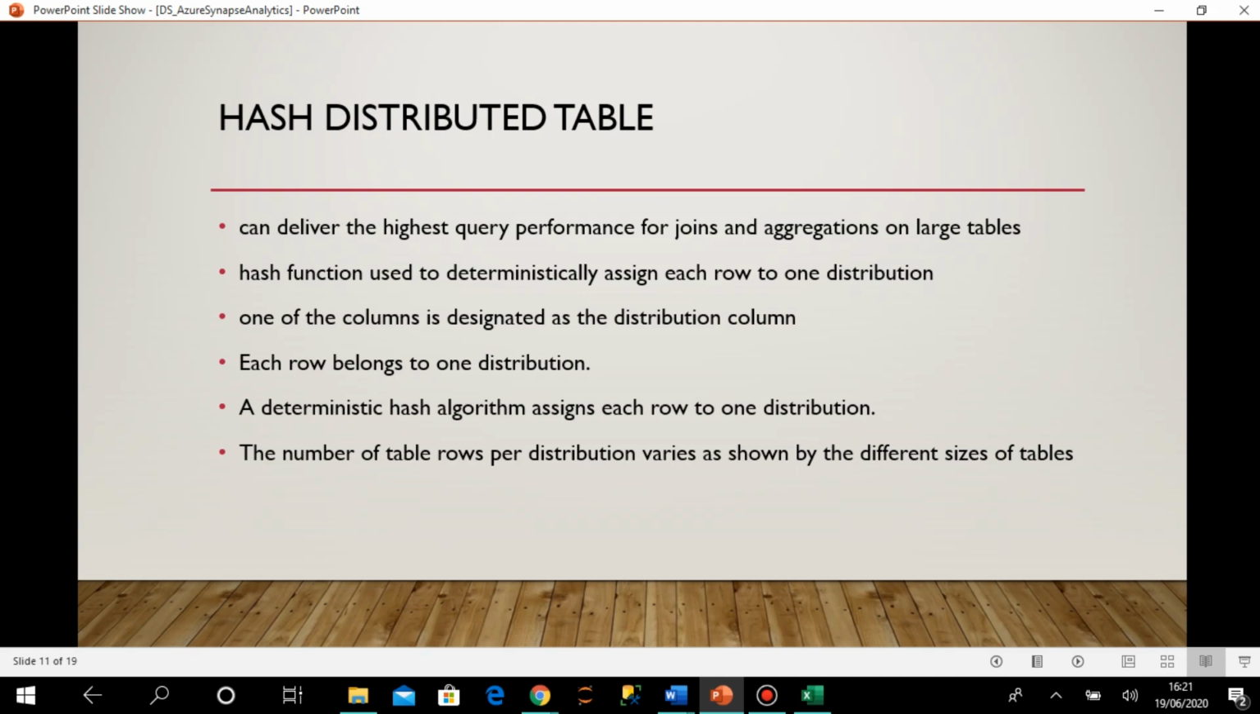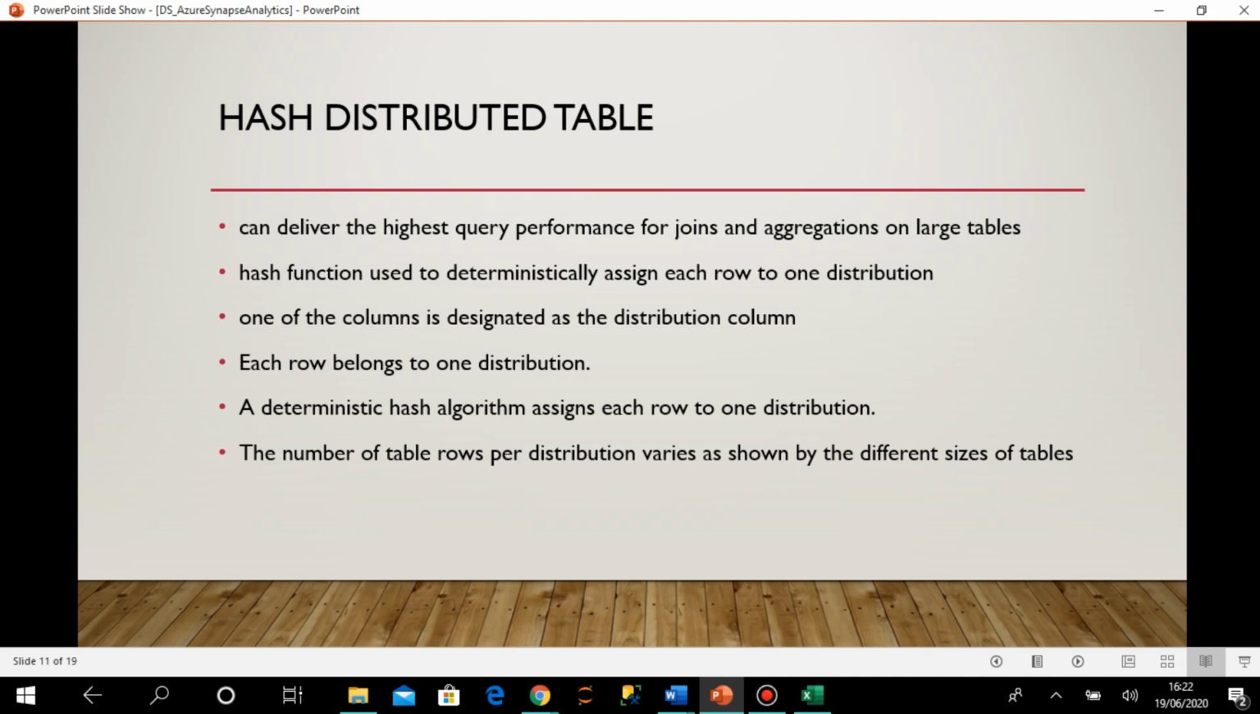One of the columns is designated as the distribution column. So based on one column that we decide is the distribution column, and based on the value in that column, this hash function is applied, and based on that the data is distributed. Each row belongs to one distribution. A deterministic hash algorithm assigns each row to one distribution. So it all depends on the value of the column and the hash function. There is an algorithm running, and based on that it divides the rows into different distributions.